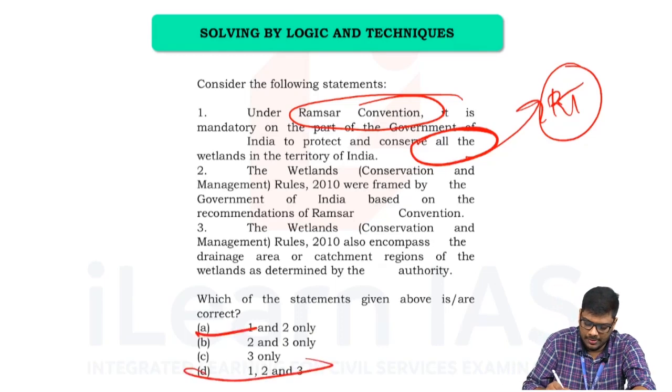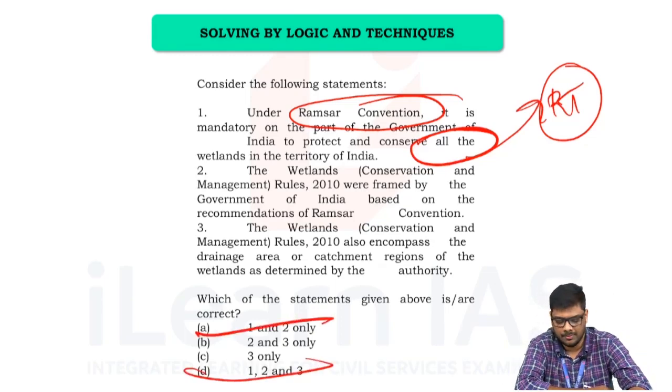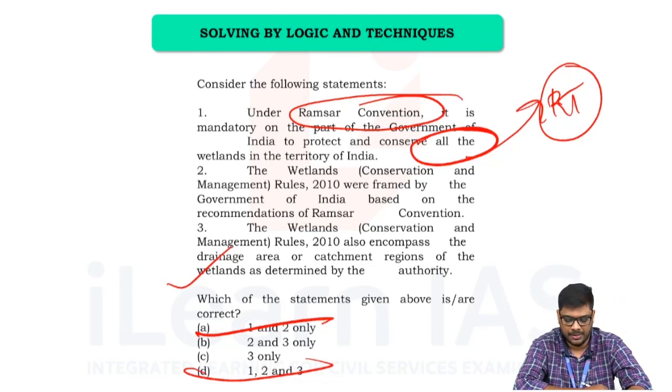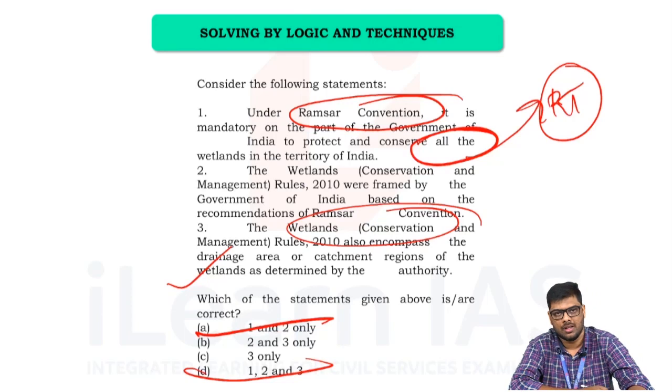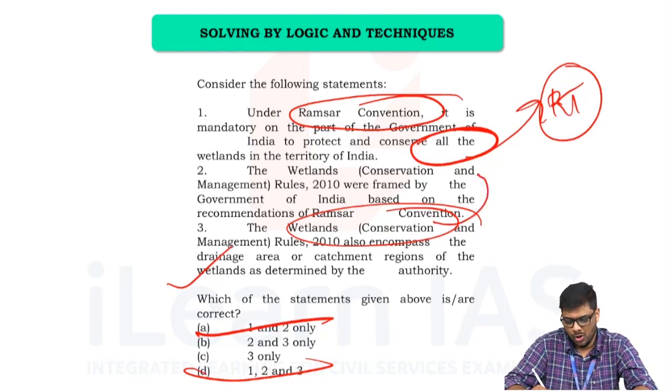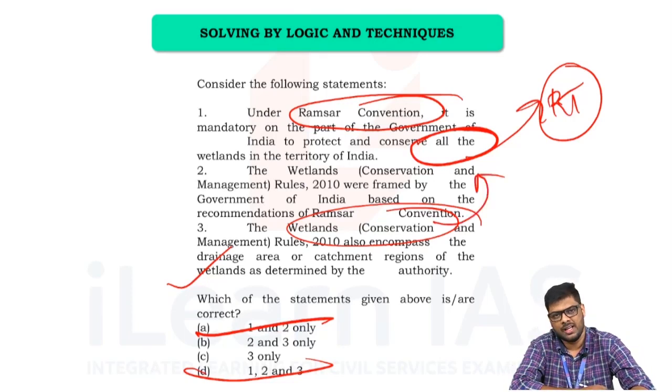Okay, so one can be eliminated. Now only two statements are remaining. Three is obviously correct. And what about two? The Wetland Conservation and Management Rules were framed by the government of India based on the recommendations of the Ramsar Convention. If one knows the concept of the Ramsar Convention, it normally follows that any national law can be inspired by a legal international predecessor.